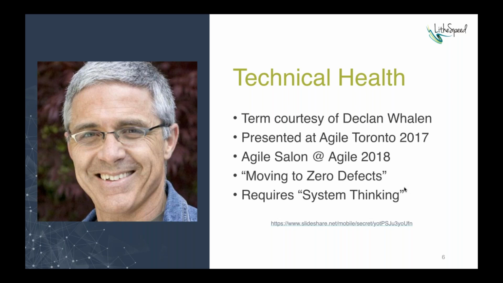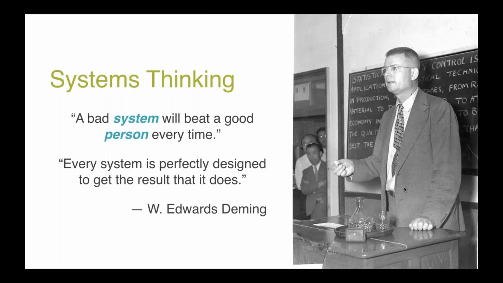He did a presentation at the Agile 2018 conference, and I think it's actually a 4-hour salon on how we can rethink technical debt in the way of technical health and design systems from the very beginning to be healthy. So I want to make sure I give some credit to Declan Whalen for this concept and where it came from. And he was really driving this idea of could we architect for moving to zero defects? And that requires this thing called systems thinking.